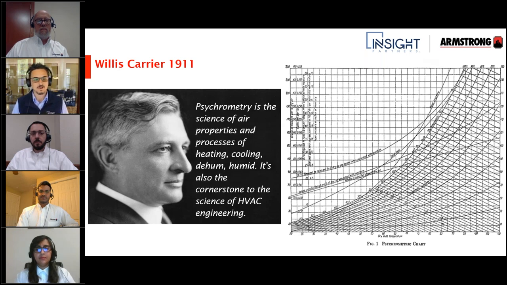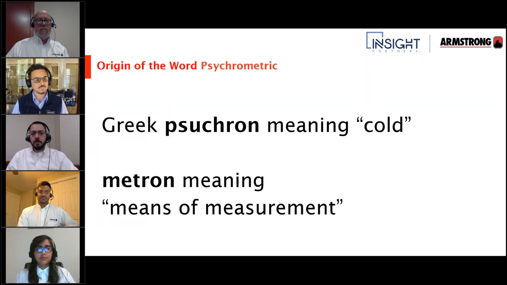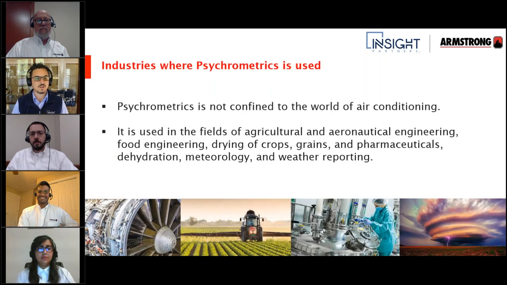So psychrometry is the science of air properties and processes of heating, cooling, dehumidification, and humidification. It is also the cornerstone to the science of HVAC engineering. And just a little fun fact here, the word psychrometric comes from the Greek word psychron, meaning cold, and metron, meaning means of measurement. You will probably never need to know that, but I just think it's kind of neat.